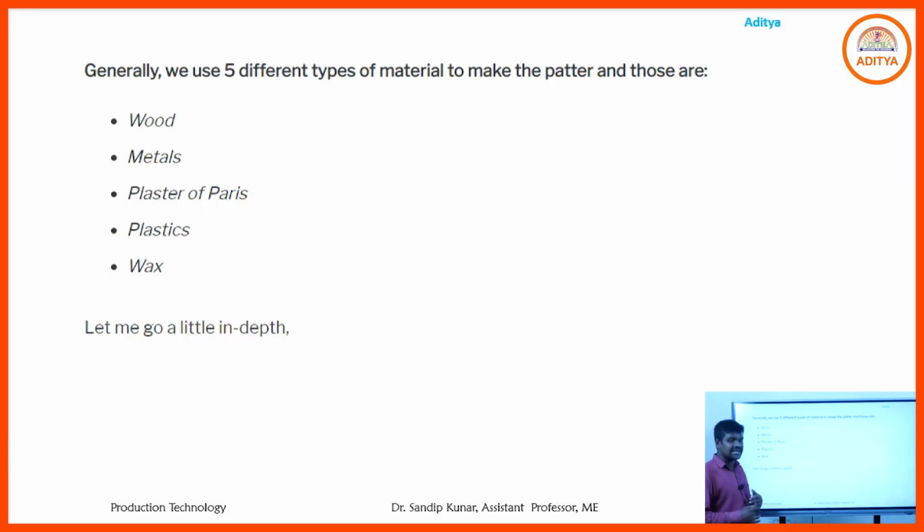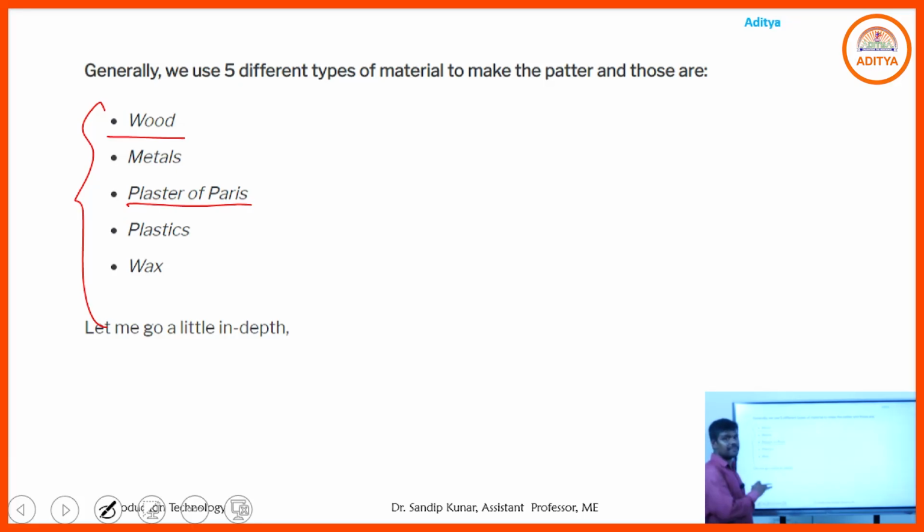What are the materials generally used for making the pattern? First one is wood, second is metals, third is plaster of Paris, fourth is plastic, and fifth is wax. Those five types of material are used for preparing the pattern, and they are easily available in the market. Now we are discussing them in depth.